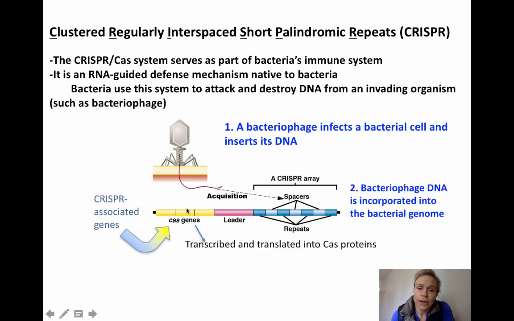And then right nearby this CRISPR array within the genome of the bacteria is another region called the Cas region. And these are several different genes that are made into proteins. And these proteins are then responsible for cleavage. They primarily code for enzymes of some sort.